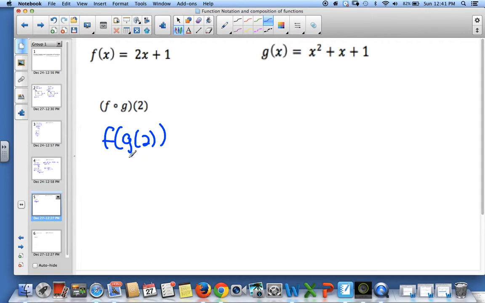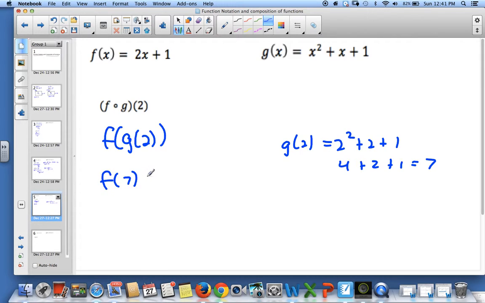So now I go through the principle I did before. I've got to figure out what g of 2 is. And that's going to be 2 squared plus 2 plus 1, which is 4 plus 2 plus 1. We did that already. That's 7. So g of 2 is 7. I take 7 and replace it here. It becomes f of 7. And that becomes 2 times 7 plus 1. 14 plus 1 is 15. So this answer here is 15.